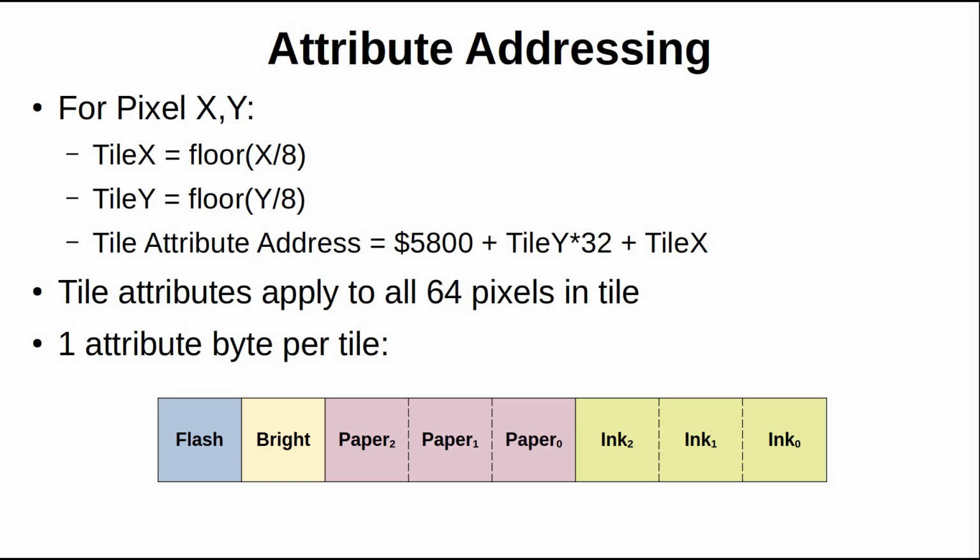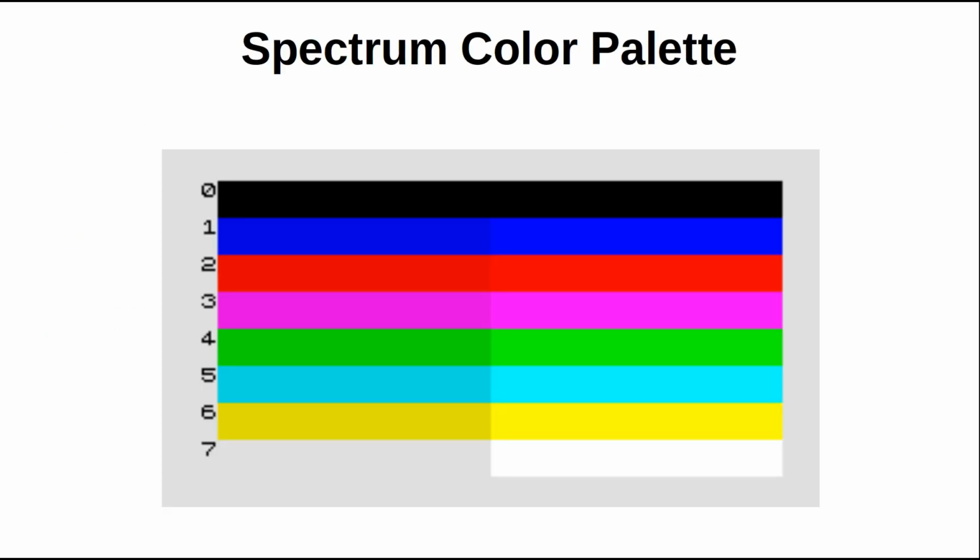The next bit is for brightness, which will make both the ink and paper the bright versions of their colors when set. Then we have 3 bits each for the paper and ink color indexes, which means that we have 8 different colors to choose from, but 2 brightness levels for each of them, and both colors in the tile need to have the same brightness. This might lead one to say that the Spectrum has 16 possible colors, but that's not quite correct.